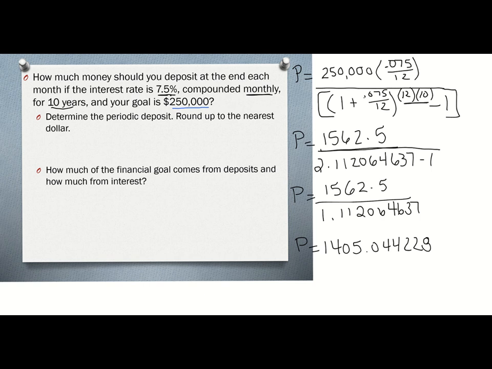1,405. And here, again, remember with principal, you always want to round up. So $1,405.05. But our problem says to round up to the nearest dollar. So we're going to have $1,406.